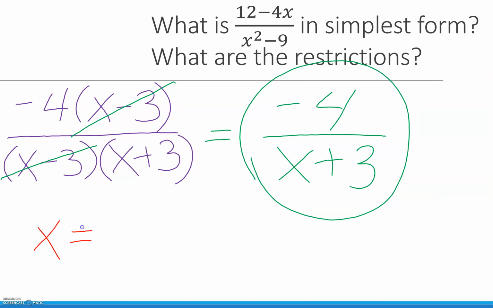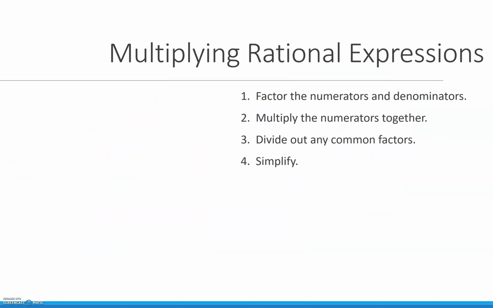And our restrictions are going to be x cannot equal 3 or negative 3, because either of those would create a 0 in the denominator. So let's move into multiplying.